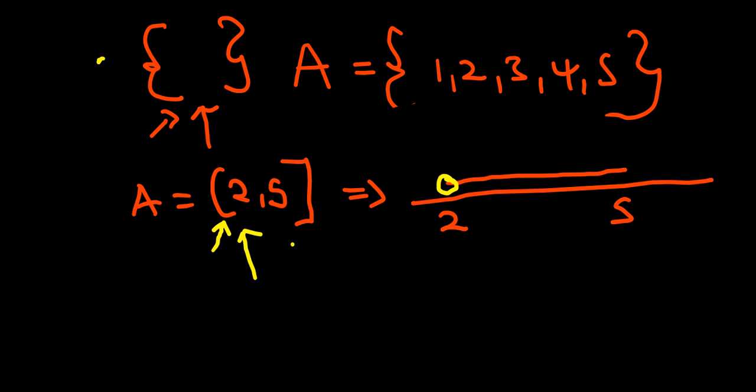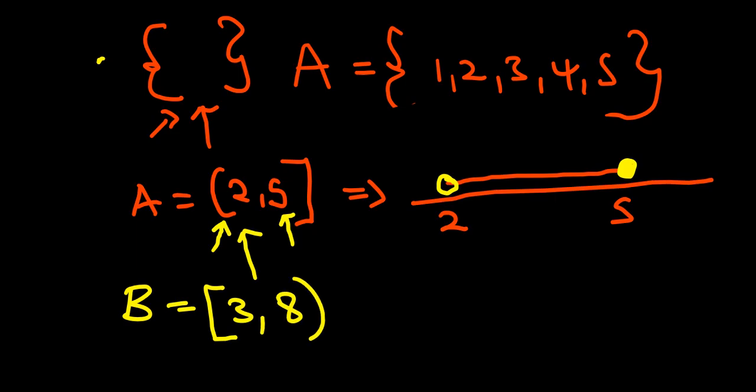And then, is the 5 included in this set? We are going to say yes, because we have a square bracket here. So we are going to shade on top of 5 like that. In a similar way, we might have a situation where we first start with the one that is included. So let's say 3 to 8, and then the one that is not included.